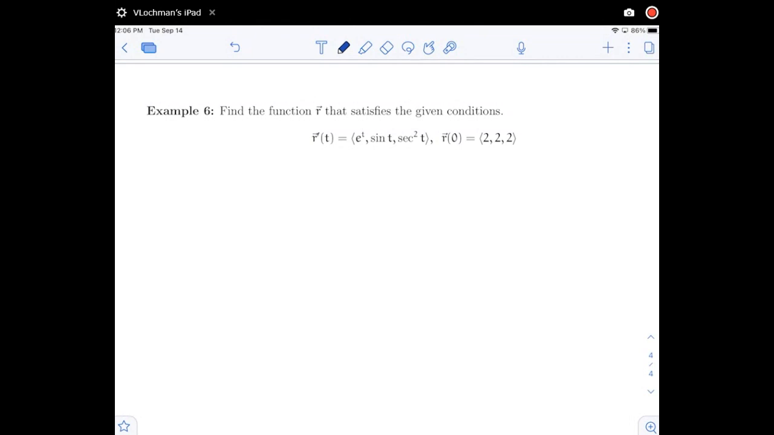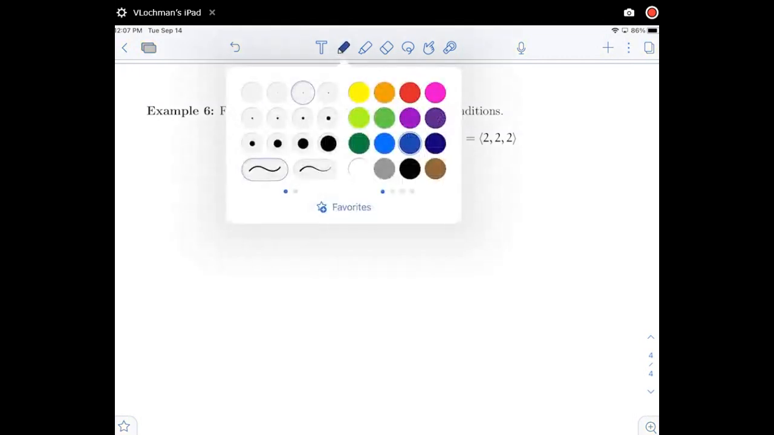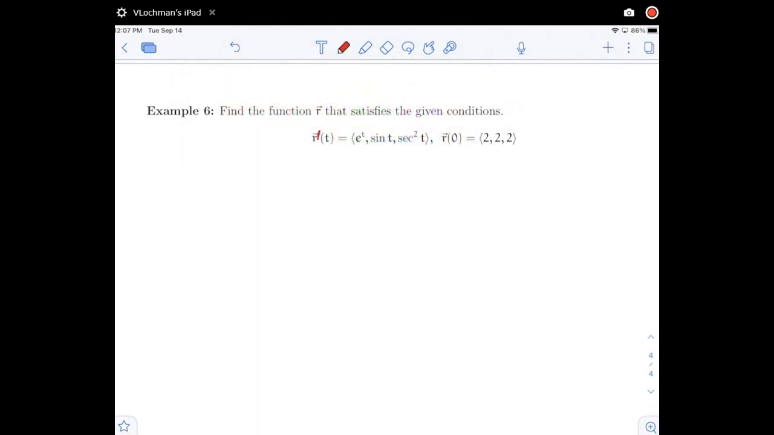If you were to take this class at FCC, you know that we talked about derivatives, we talked about integration, and then we talked about initial value problems. And that's what this problem is about. It says find the function R that satisfies the given condition. It might not be clear, but there's R prime here. This is prime, so that's our derivative. R prime of t is this function here, and we also have this initial condition that R of 0 is 2, 2, 2.